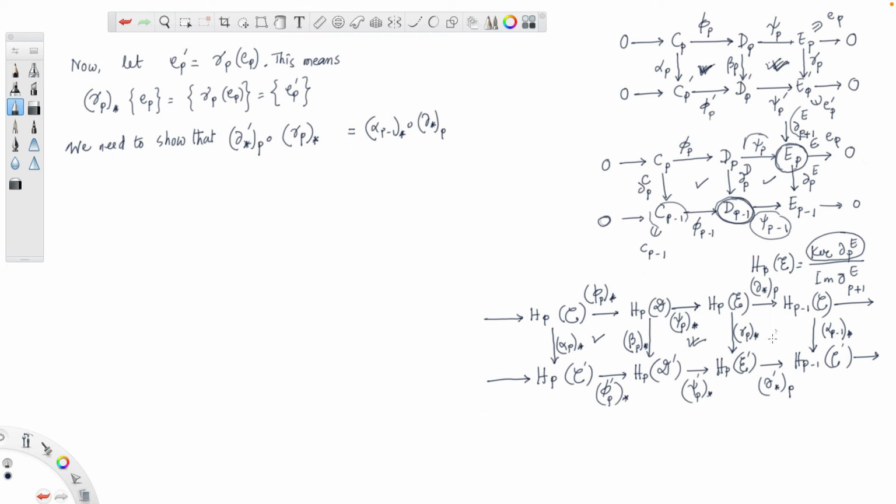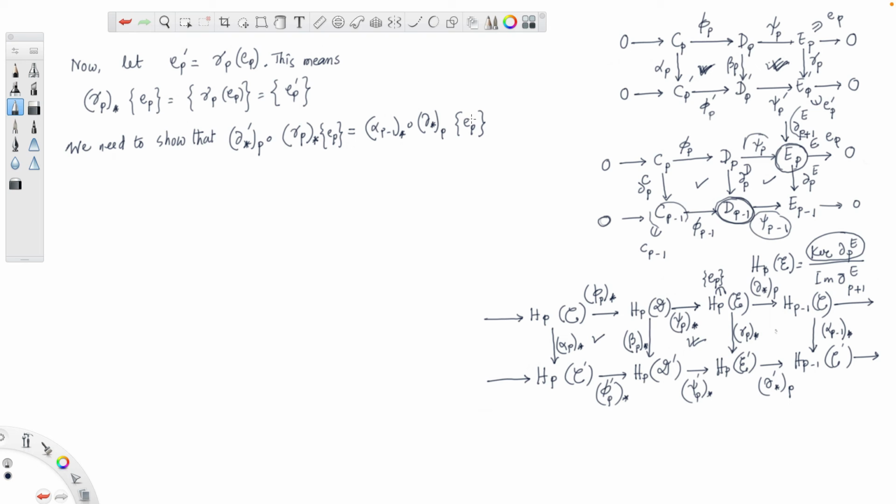Okay, and we are going to prove it for any class EP belonging in the P homology group of the chain complex E. Okay, so we gotta prove this.